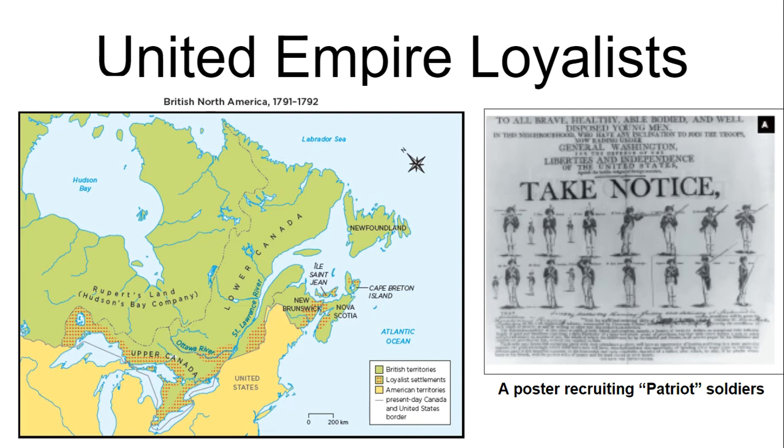On the right, you see a poster that was used to recruit Patriot soldiers. They would have posted that in the public areas so that people would see that, there's a war coming and we need soldiers. To all brave, healthy, able-bodied, and well-disposed young men is what it says. George Washington needs you. All right, let's move on.